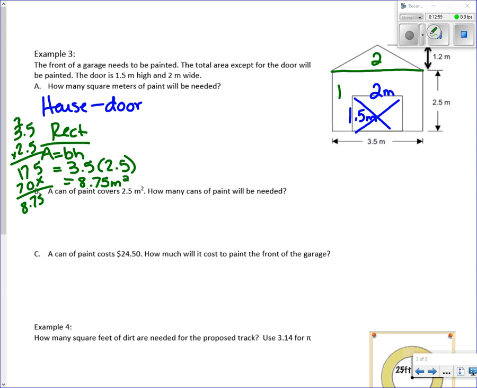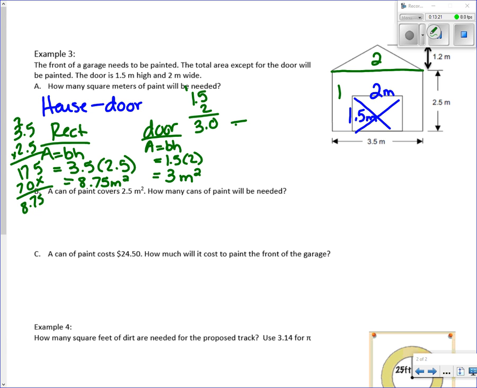Okay, let's go ahead and do the door so that we know what we're going to take out. We're just going in order of what they are. So again, base times height. So 1.5 times 2. You get 3, so that's 3 meters squared.